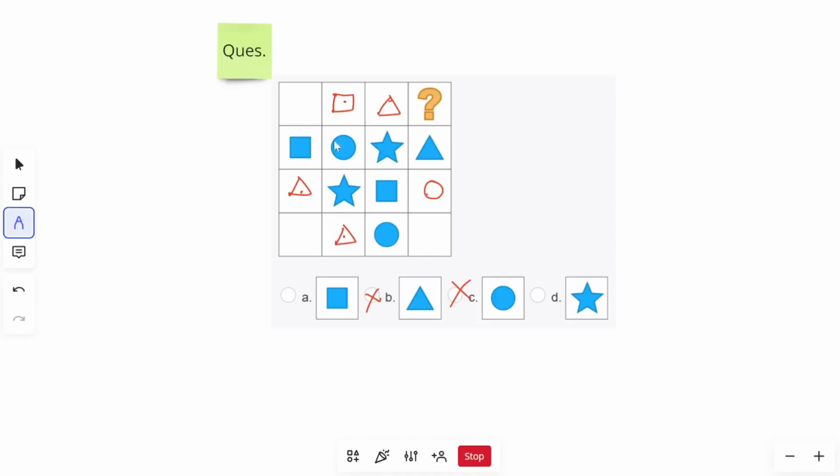Now square is also eliminated from our options. The only option that is left for the question mark is star. So the question mark is going to be replaced with star. Hope you have understood it. Let's now move on to the next question.